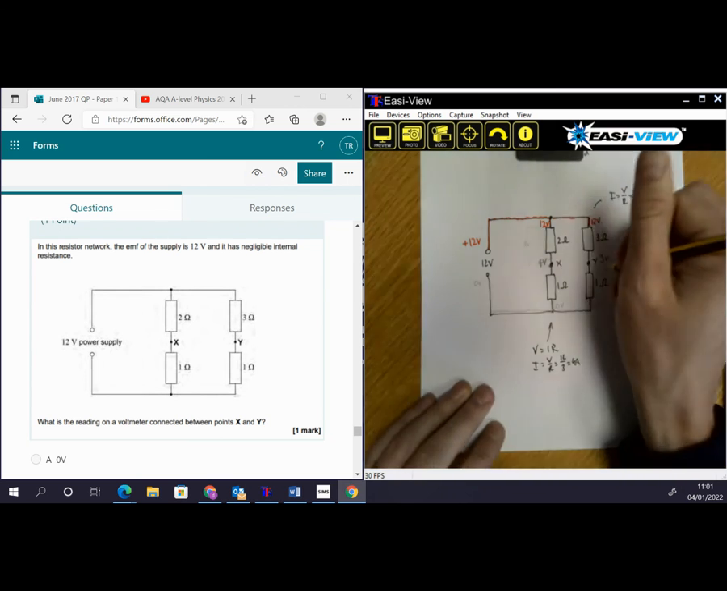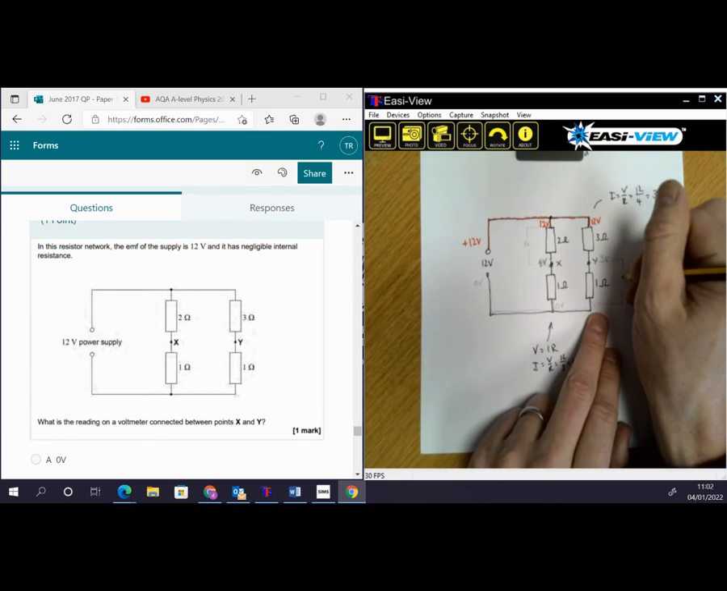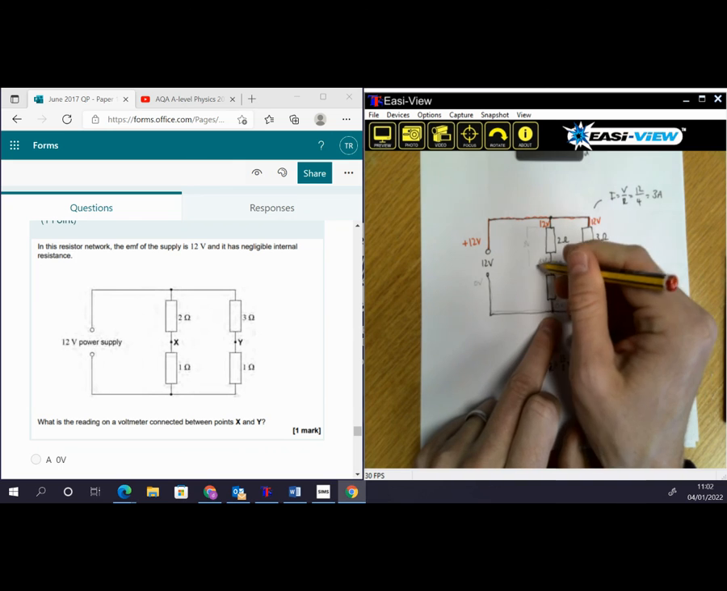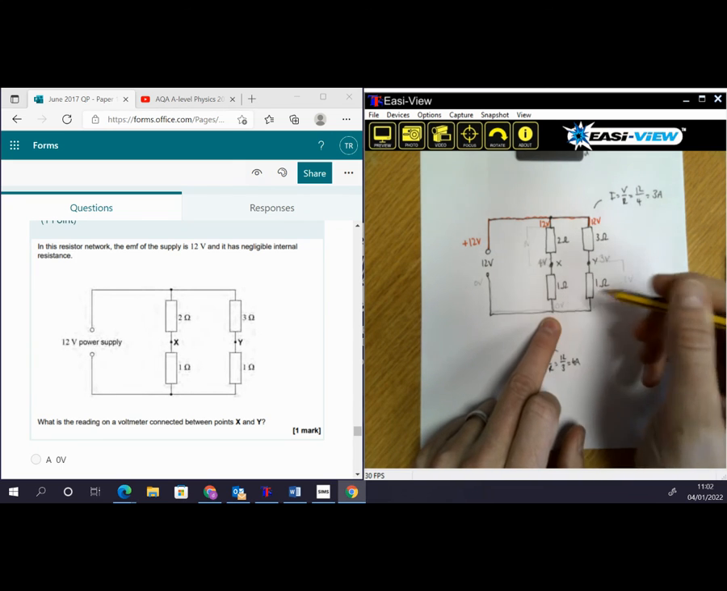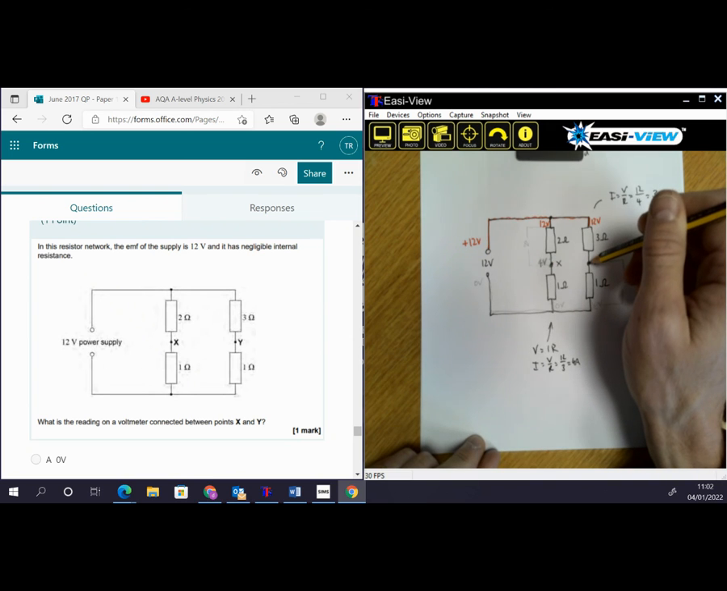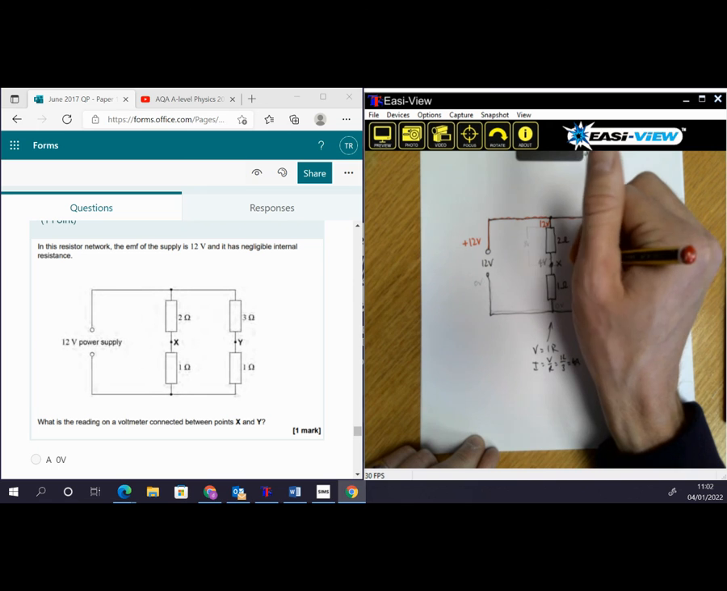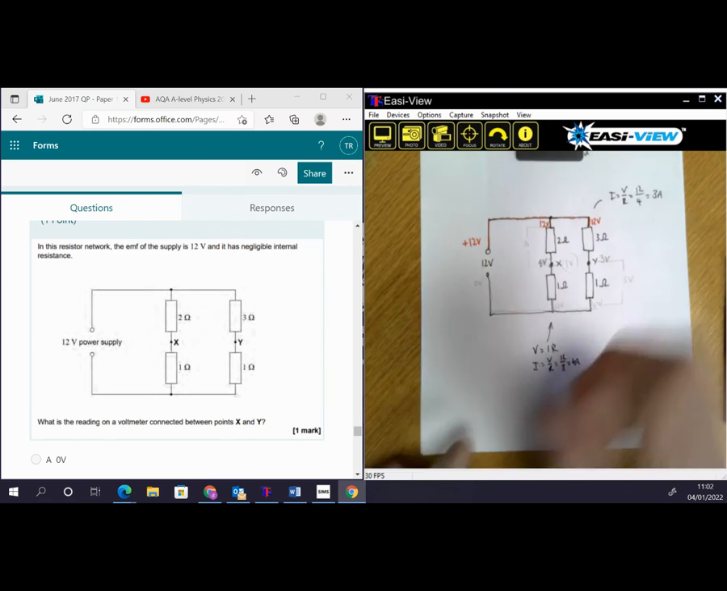So if I was to connect up a voltmeter here, the difference between 3 and 0 is 3 volts. Connect a voltmeter in here, the difference between 4 and 0 is 4 volts. Connect a voltmeter from X to Y, which is what I'm being asked to do. The difference between 4 and 3 is 1 volt. So the answer is 1 volt.